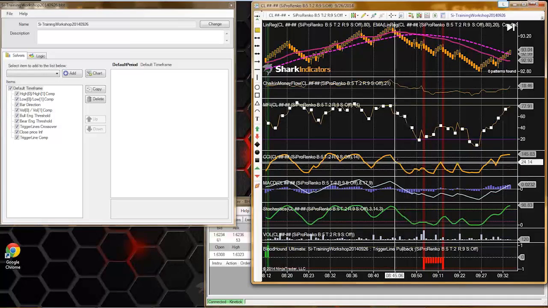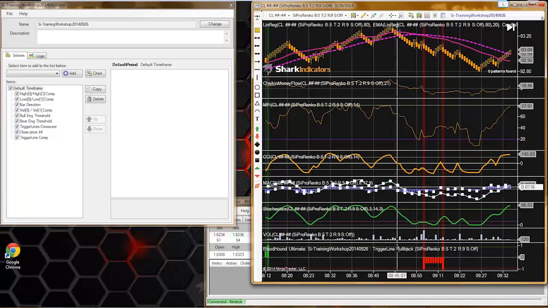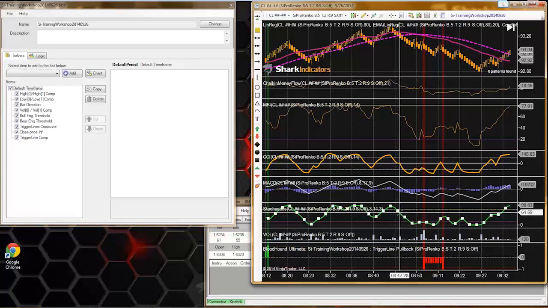The CCI. You told me what you want, so we know what we're doing with the CCI. We're looking for above 100 or below negative 100. The MACD needs to be above or below the zero line. And then the stochastics. What are we doing with the stochastics?